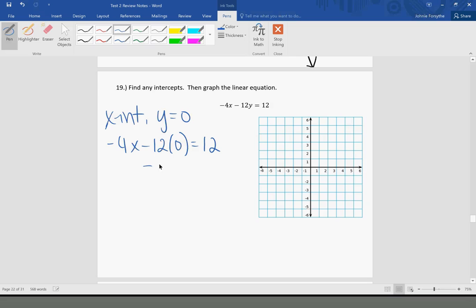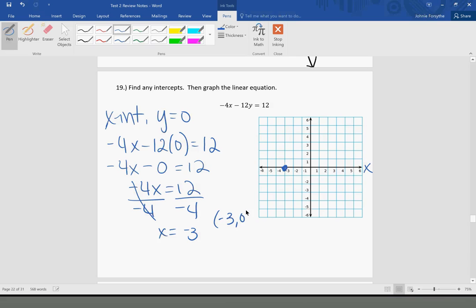So I have negative 12 times 0, which is just minus 0. Then I have negative 4x minus 0 equals 12. That leaves me with negative 4x equals 12. I'm going to divide by negative 4 on both sides. Then I'm left with x equals negative 3, because 12 divided by negative 4 is negative 3. Now I found my x-intercept. You see that I plot the x-intercept on the x-axis, and that ordered pair would be negative 3, 0.